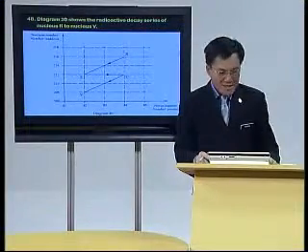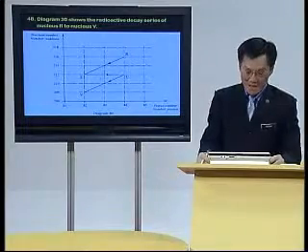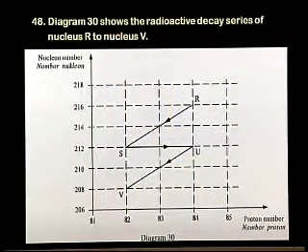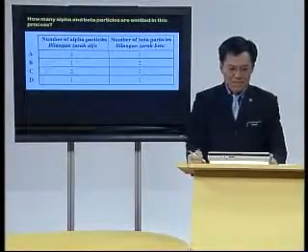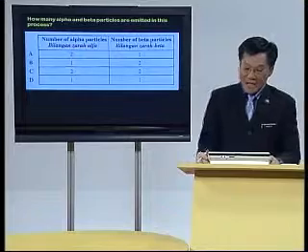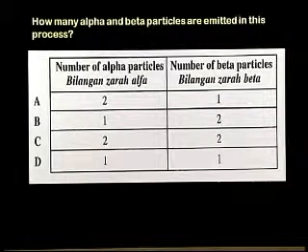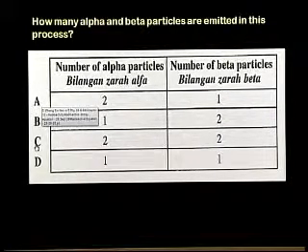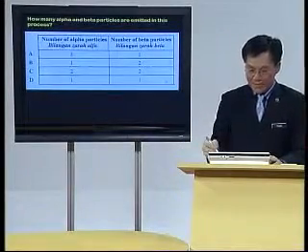Alright, straight to the question. We have question number 48, which reads, Diagram 30 shows the radioactive decay series of nucleus R to nucleus V. And the question is, how many alpha and beta particles are emitted in this process? And it is an objective question, so the answers A, B, C, D are given to us. So we have to learn how to solve this problem.